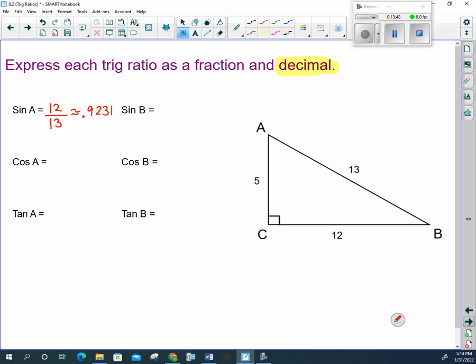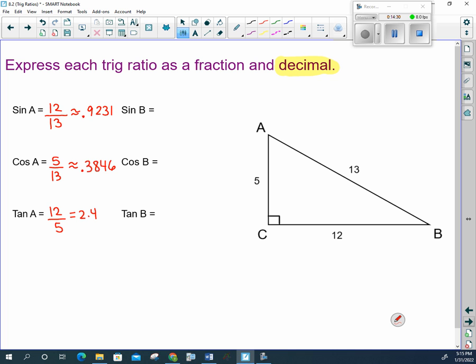Okay, cosine A. So cosine A is 5 over 13. It's the adjacent side over the hypotenuse. So same thing as a decimal. 5 divided by 13 is about 0.3846. Okay, and then tangent A is opposite over adjacent. So opposite side is 12 and adjacent side is 5. So 12 divided by 5 is 2.4. That one is exact, so 2.4.